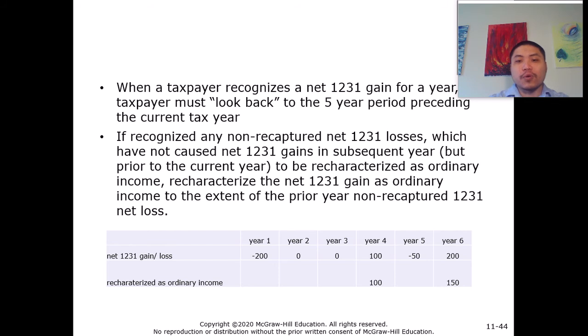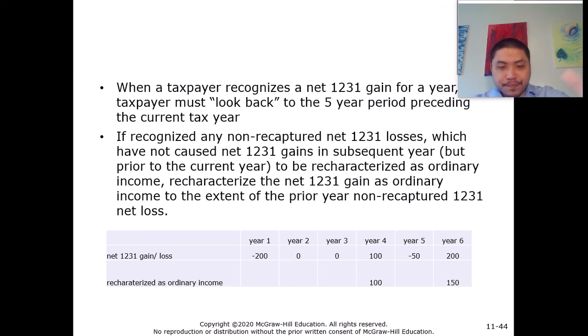But what I want you to pay attention to here is this line: which have not caused section 1231 gain in a subsequent year, but prior to the current year, to be recharacterized as ordinary income. What that means is, if the portion of the loss that we recognized during the 5-year period has already caused net section 1231 gain to be recharacterized as ordinary income in some year prior to this current year, then we don't count that net loss, right? So I'm going to demonstrate that right here in this small example.